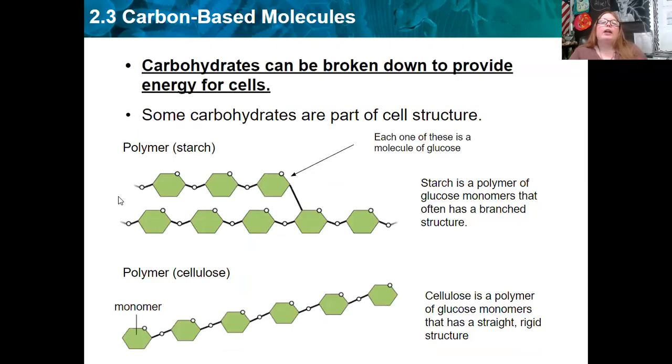Okay, so carbohydrates provide energy for cells, so that would be a function. All right, some are part of cell structure and some of them are energy. So starch is energy storage, okay?